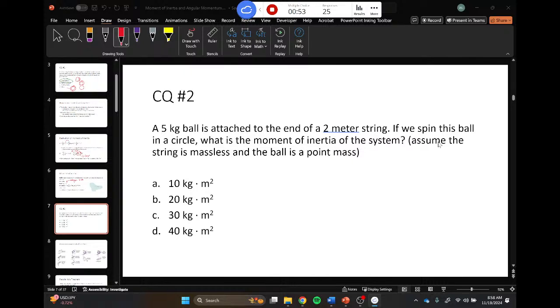Oh, because it's a point mass. Yep, that's it. For a single point mass, that's all you've got to do. How are we looking? We're looking decent. We're looking good. What do y'all think?